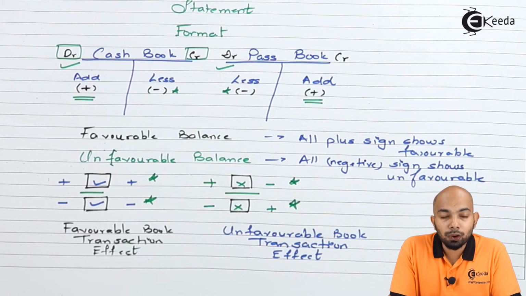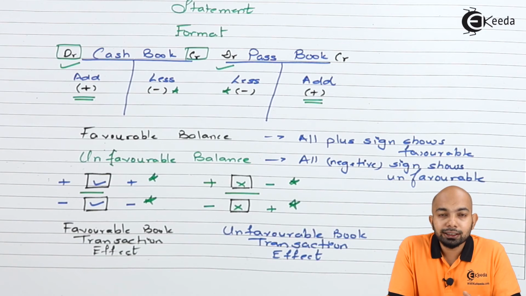As you have seen in that black box, if the transactions refer to a favorable book, it goes as per the sign. If there is an adding, it has to be an adding transaction. If there is a subtraction, there has to be a subtraction. However, when it comes to an unfavorable book transaction, the transactions are done completely opposite. If you have to add, you will be subtracting that transaction. And if you have to subtract the transaction in the bank reconciliation statement, you will be adding it. This is the specific formula we'll be using for preparation of the bank reconciliation statement.